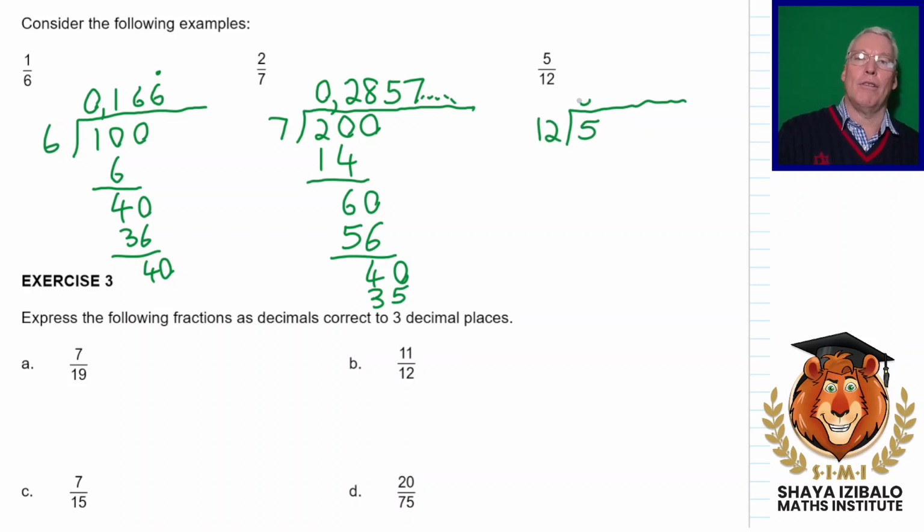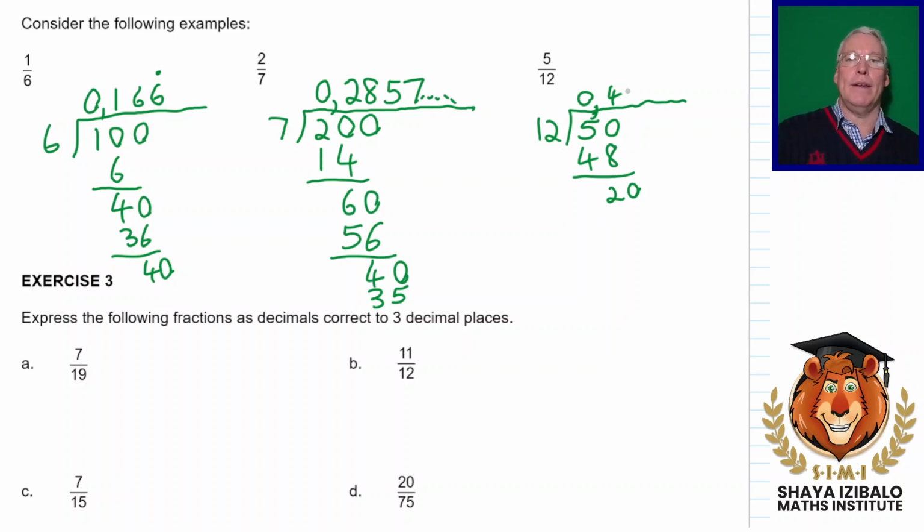12 doesn't go into 5, so we put a 0. We bring down a 0 here and we say, right, 12 goes into 50. Well, 12 goes into 50 4 times. 4, that's the divide step. 4 times 12 is 48. That's the multiply step. Then we do a subtraction and we get 2. And then we bring down another 0.